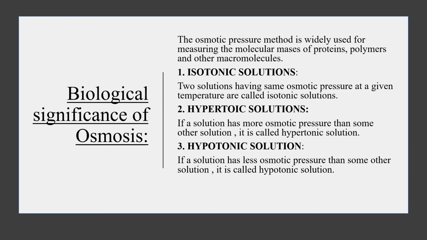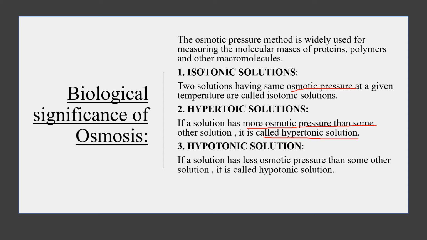So for this, the solutions can be divided into three types. First is isotonic solution. Two solutions having the same osmotic pressure at a given temperature are called isotonic solutions. Next is hypertonic solution. If a solution has more osmotic pressure than some other solution, then such a solution is known as hypertonic solution. Third is hypotonic solution. If a solution has less osmotic pressure than another solution, then it is called a hypotonic solution.